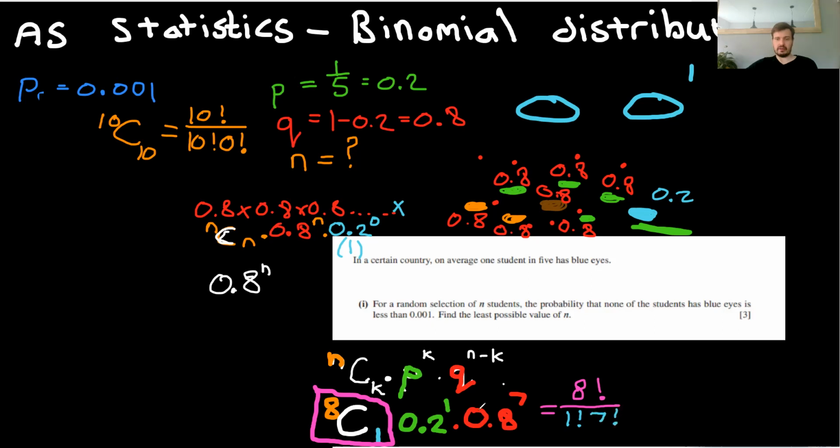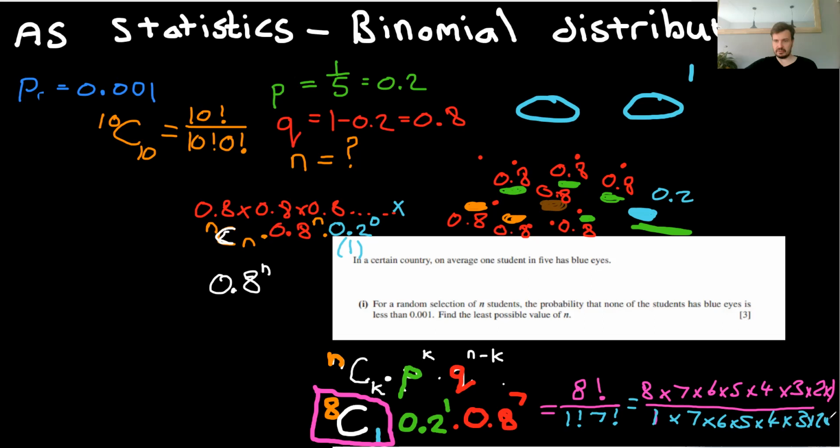Okay. Now what I want to do is write this out again longways. For those of you who don't know what factorial means, it means 8 times 7 times 6 times 5 times 4 times 3 times 2 times 1 over 1 is that bit. And then the 7 factorial is 7 times 6 times 5 times 4 times 3 times 2 times 1.